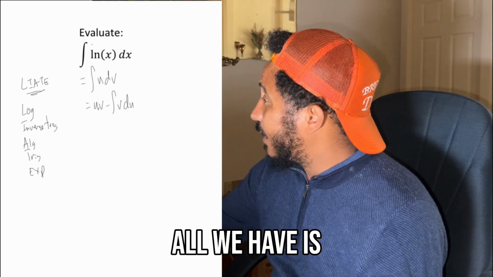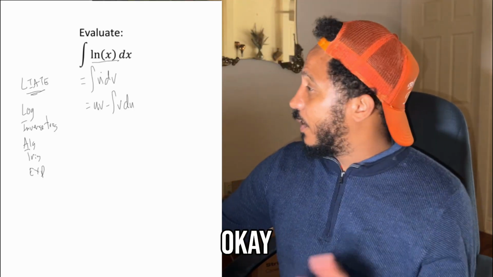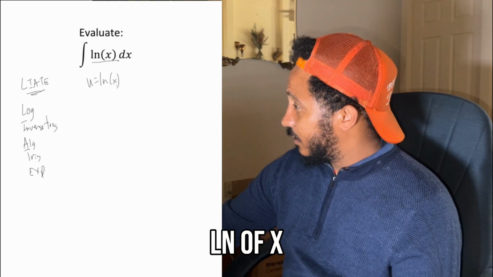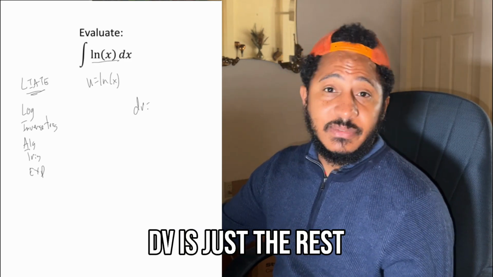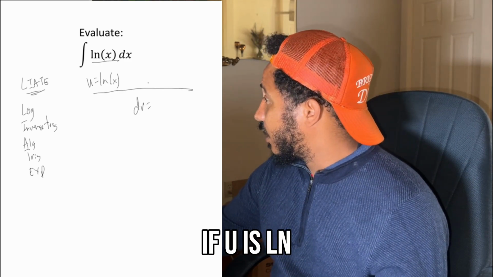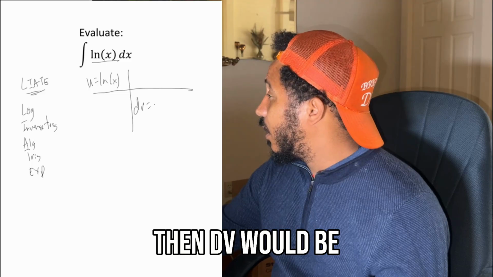So in this case, all we have is a log. Oh, that must be the u. Okay, so u equals ln of x. Then dv is just the rest, okay? So if u is ln of x, then dv would be just dx.